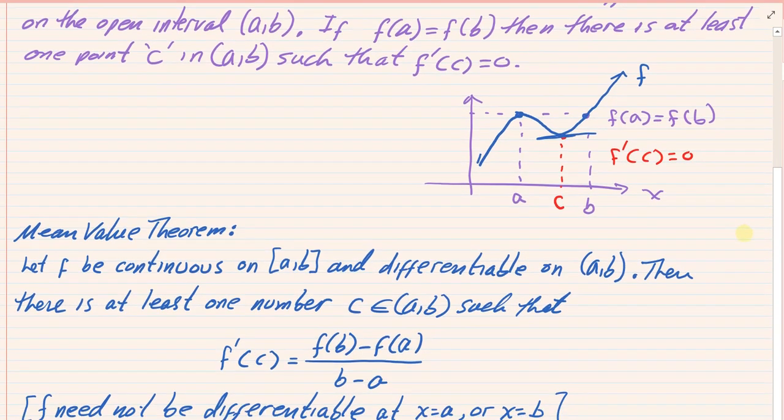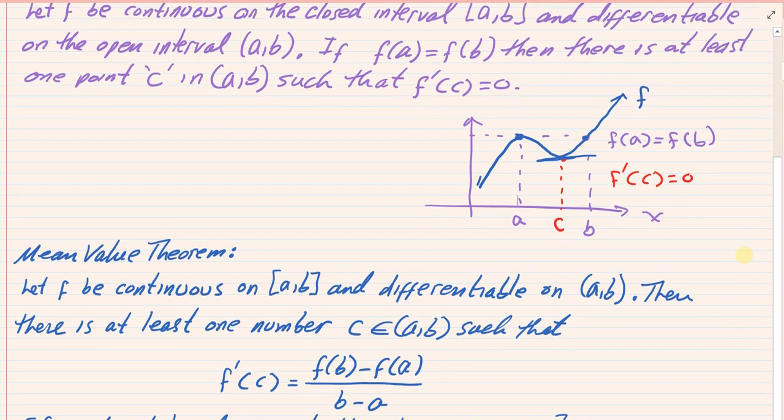Now, the mean value theorem kind of extends that. Again, Rolle's theorem is a special case of the mean value theorem. For the mean value theorem, we assume that we have a continuous function on a closed interval and differentiable on the open interval. Then by the mean value theorem, there's at least a number c inside of that open interval such that f prime at c equals f at b minus f at a over b minus a.